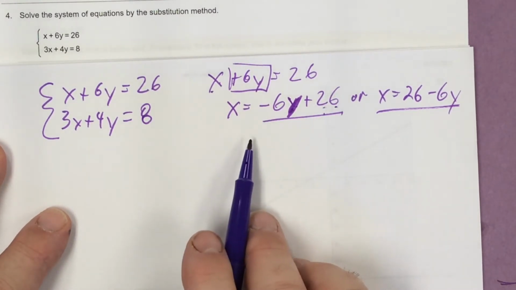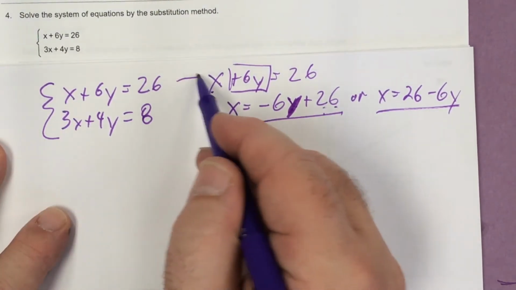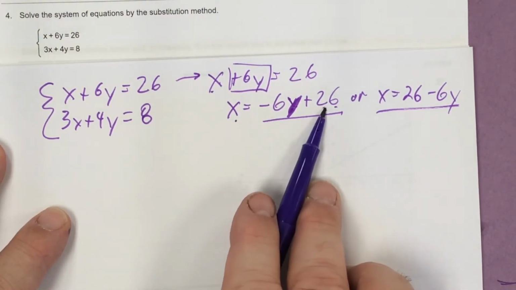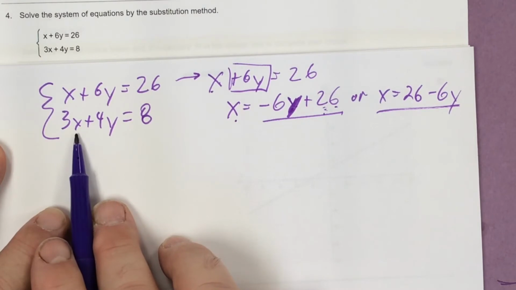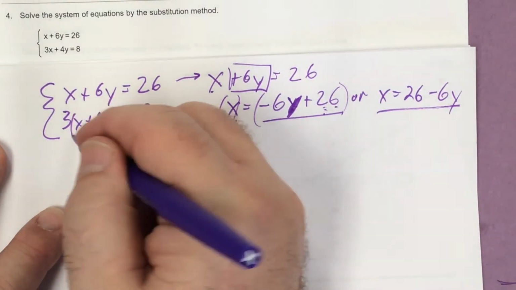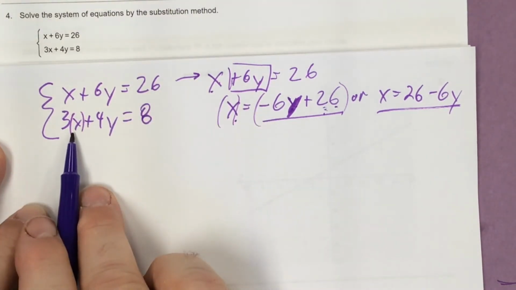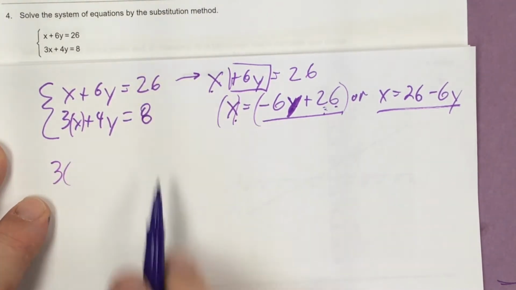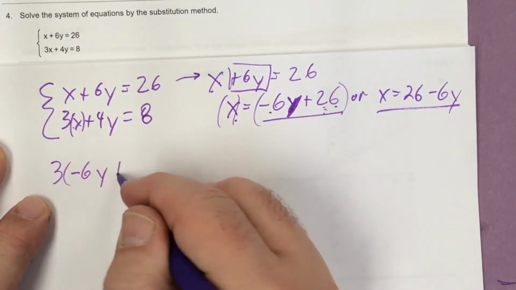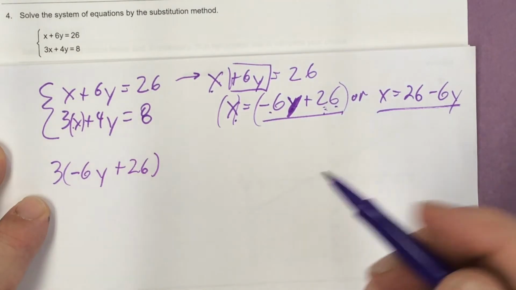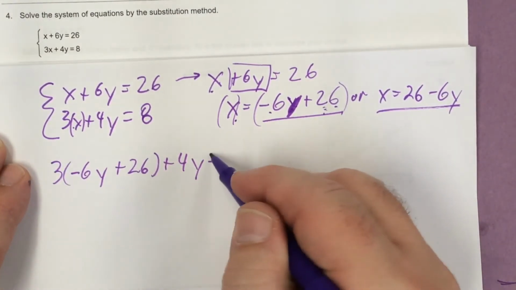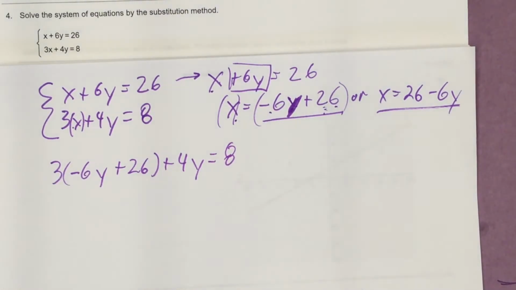So what I'm going to do now is, since I've rewritten the first equation, I'm going to take the variable I have by itself here, and now I'm going to put it into the second equation. So that I know x is equal to this mess, and I'm going to substitute x into here. So this is going to be 3 times, what's x equal to? Negative 6y plus 26. And that's going to be then plus 4y is equal to 8.